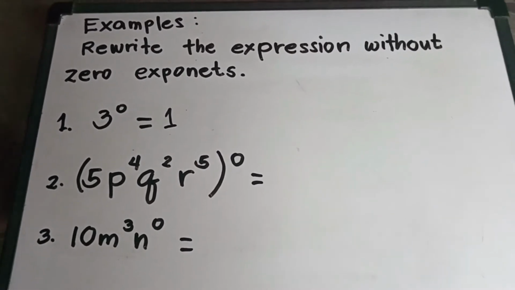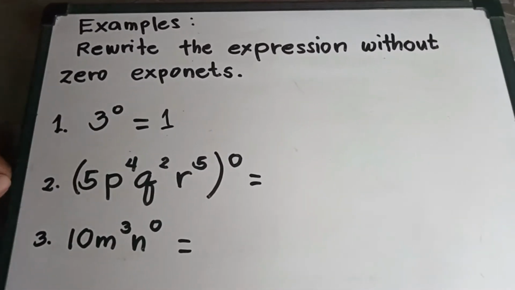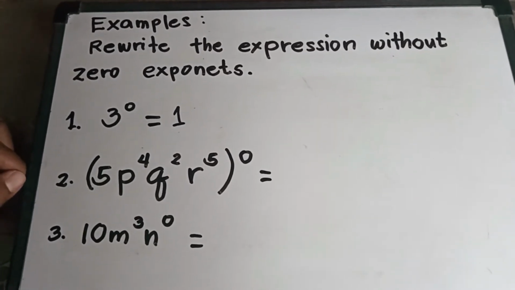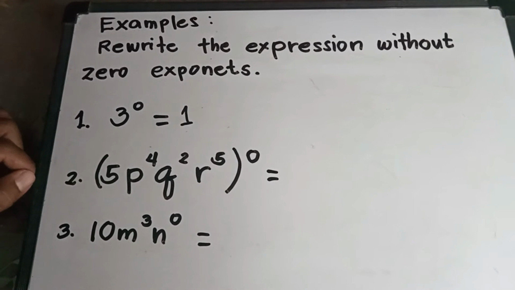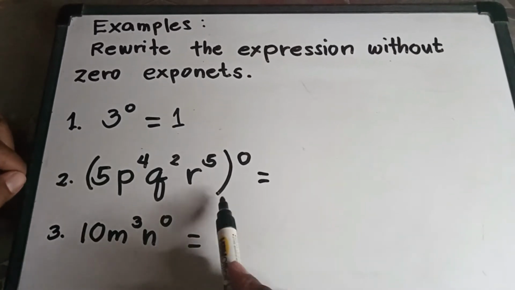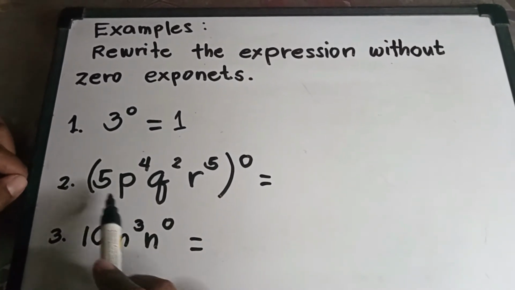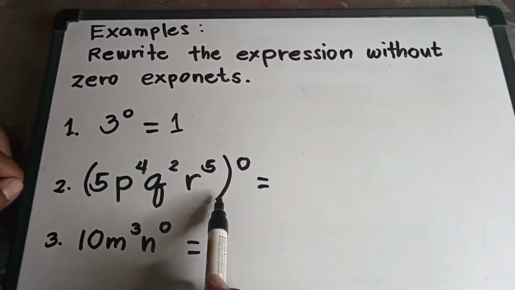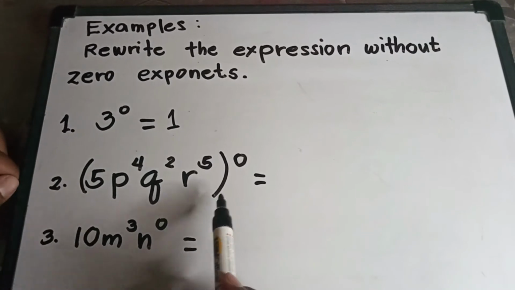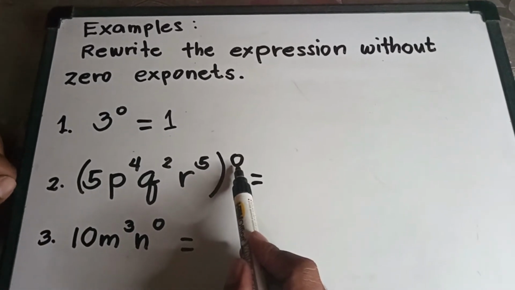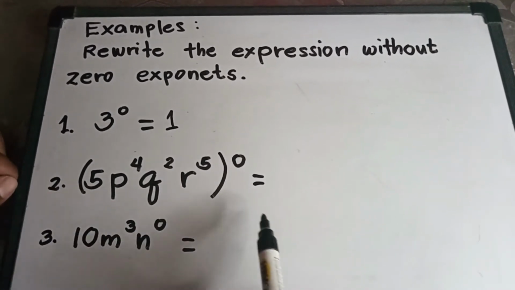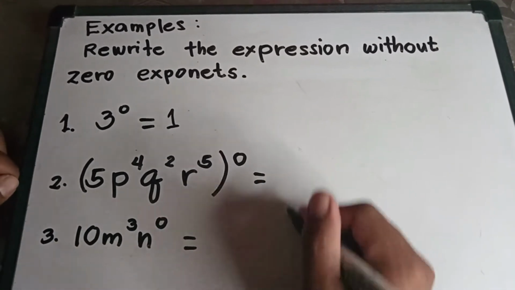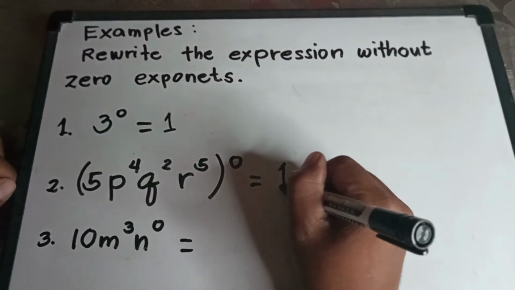Another, number 2: 5p raised to 4, q raised to 2, r raised to 5, all raised to 0. Mapapansin ninyo, meron tayong grouping symbols. Ibig sabihin, lahat ng nasa loob ng grouping symbols ay kasama doon sa may exponent na 0. So, isulat natin ang expression na yan kahit gaano pa karami yan. So, ang value niyan ay equal sa 1.